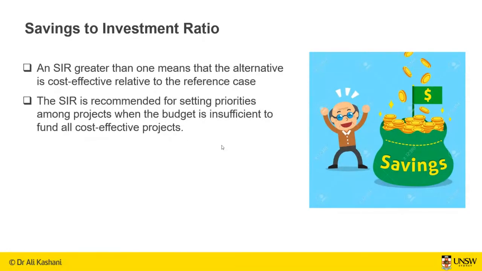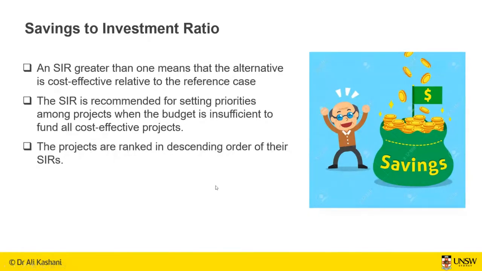The SIR is recommended for setting priorities among projects when the budget is insufficient to fund all cost-effective projects. So this is another tool used for project selection. Normally the projects are ranked in descending order of their SIR, so the higher SIRs are more preferable.